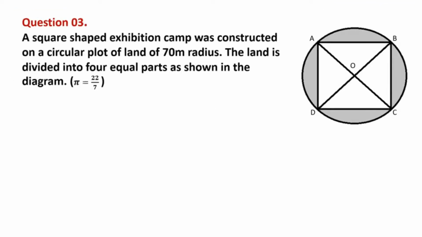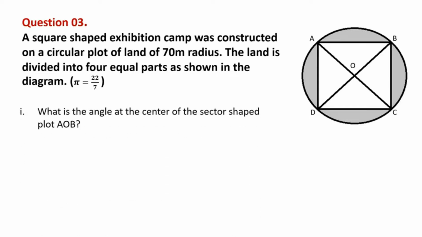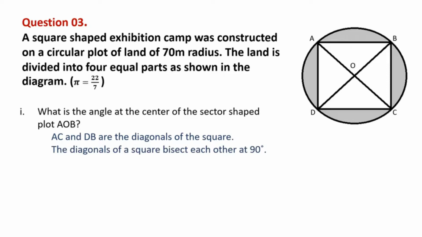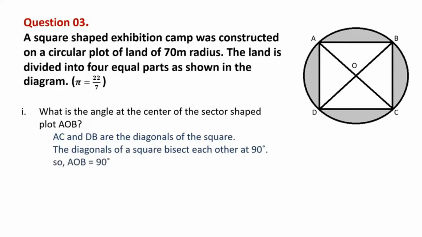Here is the third question. A square-shaped exhibition camp was constructed on a circular plot of land of 70 meters radius. The land is divided into 4 equal parts as shown in the diagram. The first part tells us to find out the angle AOB. You can see that ABCD is a square. You know when diagonals of a square intersect one another, they intersect at perpendiculars. So the angle AOB is equal to 90 degrees.